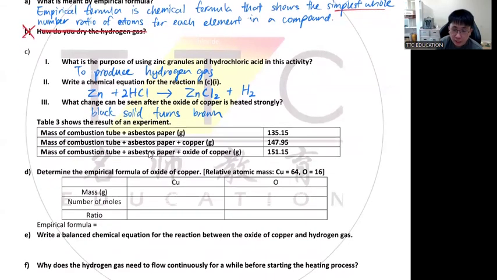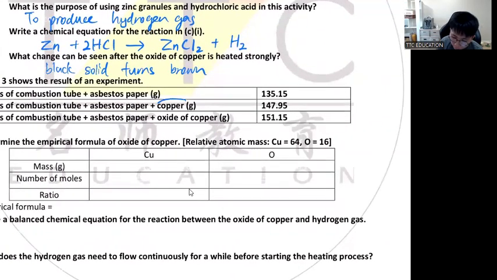Okay, so after the idea, now we have your results. Without anything, with just a tube and a paper is 135.15. With copper is 147.95. With oxide of copper is 151.15. Okay, so with the idea here, how to determine the empirical formula of oxide of copper. So we can say that CuO. Okay, mass of Cu. How to find mass of Cu?